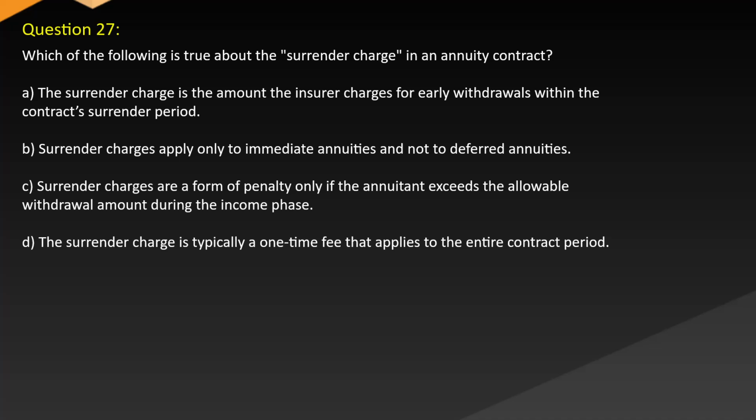Question 27. Which of the following is true about the surrender charge in an annuity contract? A. The surrender charge is the amount the insurer charges for early withdrawals within the contract surrender period. B. Surrender charges apply only to immediate annuities and not to deferred annuities. C. Surrender charges are a form of penalty only if the annuitant exceeds the allowable withdrawal amount during the income phase. D. The surrender charge is typically a one-time fee that applies to the entire contract period.